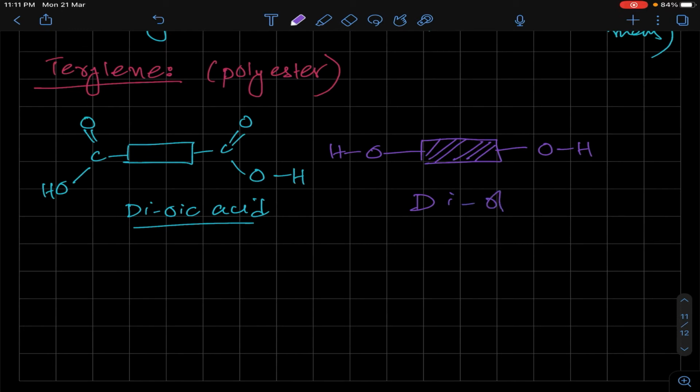So I hope now everyone can draw the structure of terylene. You know the monomers, and you can draw the structure of terylene. How many repeating units they'll ask you, you can draw them, right? So just pause the video and draw the structure by yourself, and then check your structure.